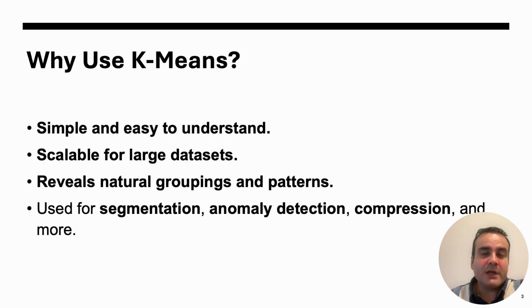K-means is popular because it's simple to understand, fast to compute, and works even on huge datasets. It's extremely useful for tasks like customer segmentation, fraud detection, compressing images, and uncovering natural groupings in data.